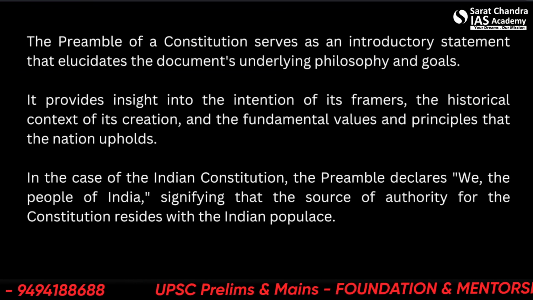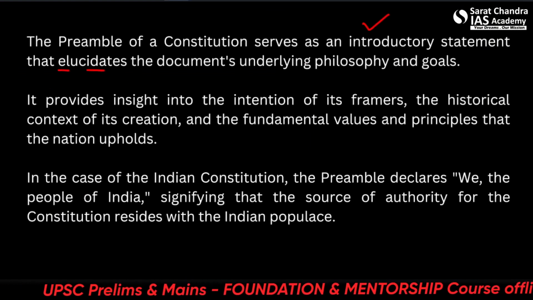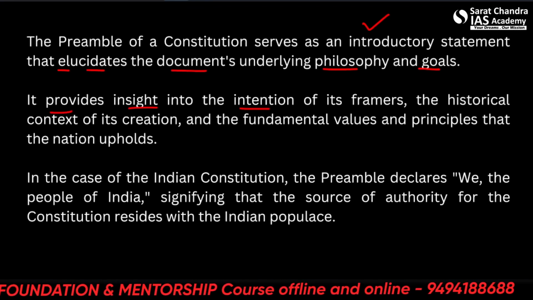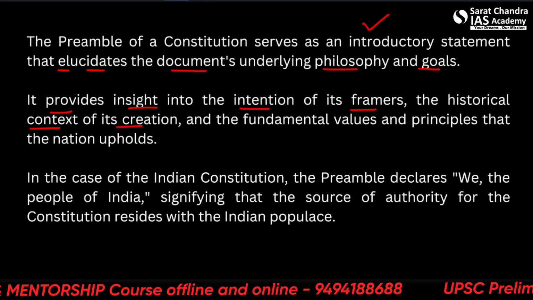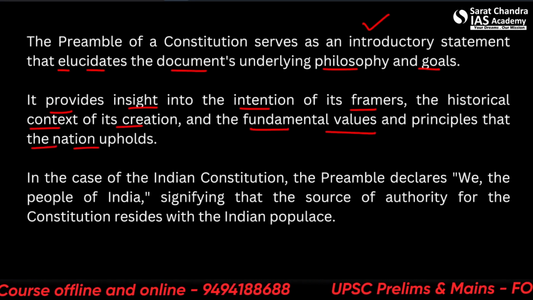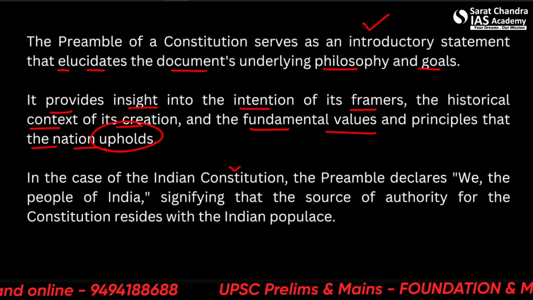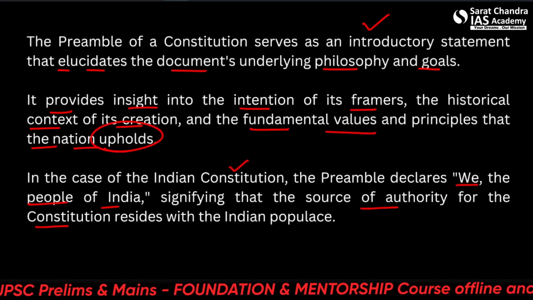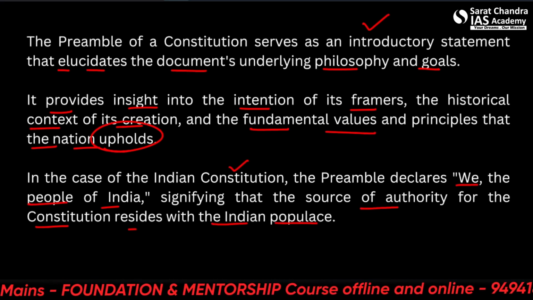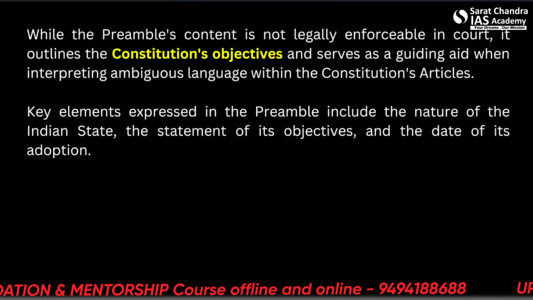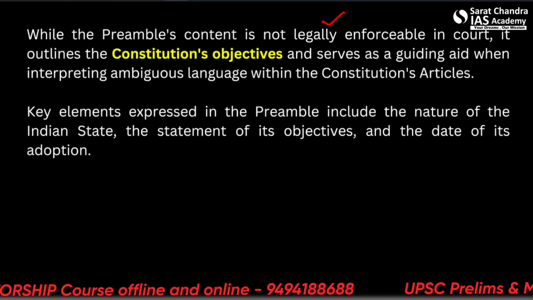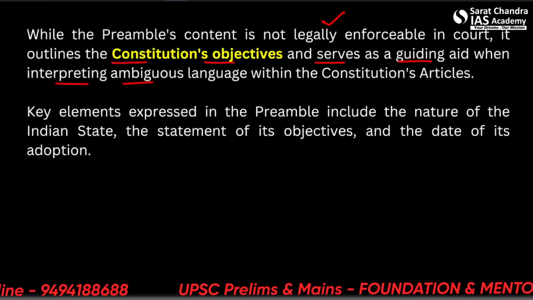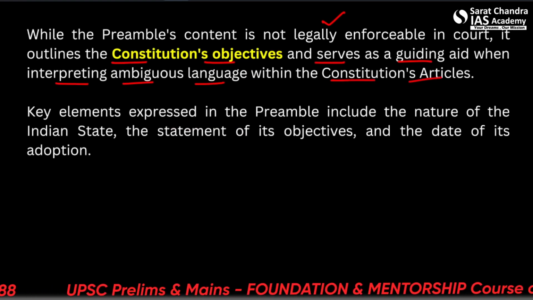The preamble of the Constitution serves as an introductory statement that elucidates the document's underlying philosophy and goals. It provides insight into the intent of its framers, the historical context of its creation, and the fundamental values and principles that the nation upholds. In the case of the Indian Constitution, the preamble declares what we have already seen, signifying that the source of authority for the Constitution resides with the Indian populace. While the preamble's content is not legally enforceable in court, it outlines the Constitution's objectives and serves as a guiding aid when interpreting ambiguous language within the Constitution's articles.